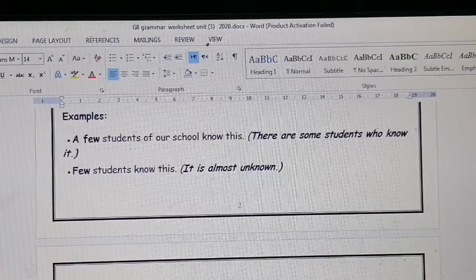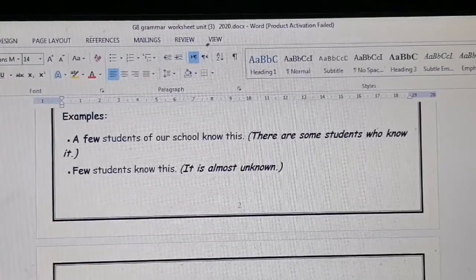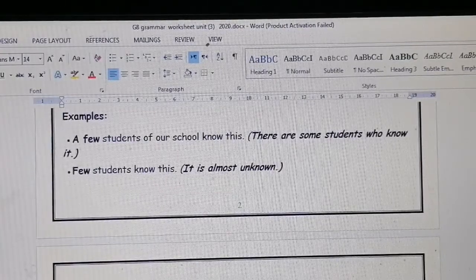Now look at few. Few students know this. It's almost unknown. Few gives the negative meaning: almost unknown, very few people know about this, or almost no one knows, okay? Now, let's move to the next one.